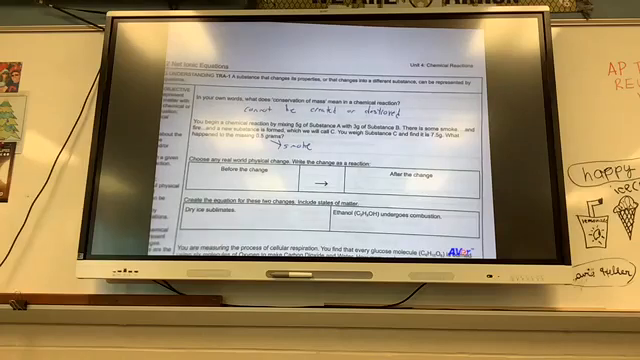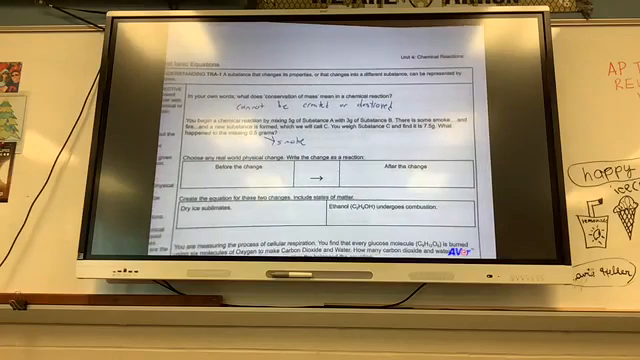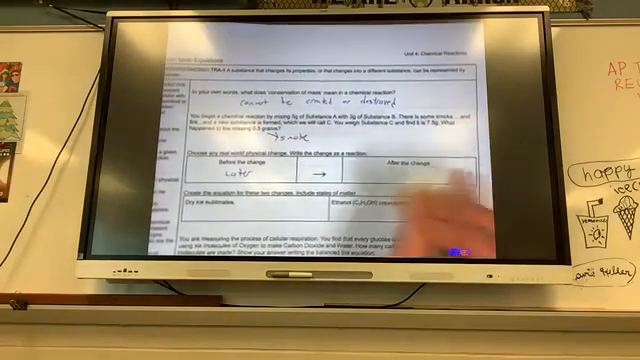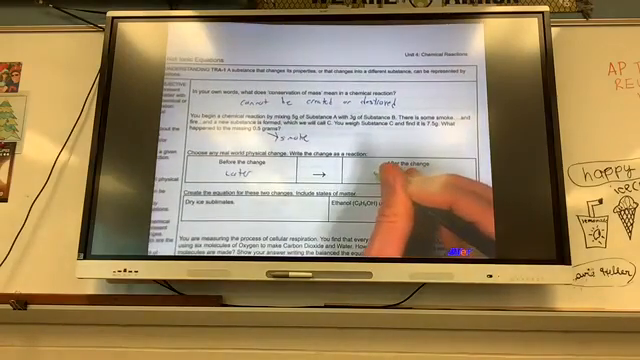Choose any real-world physical change. Write the change as a reaction. Can we just boil water? Physical change. That would work. Water solid to water. Water to water vapor.